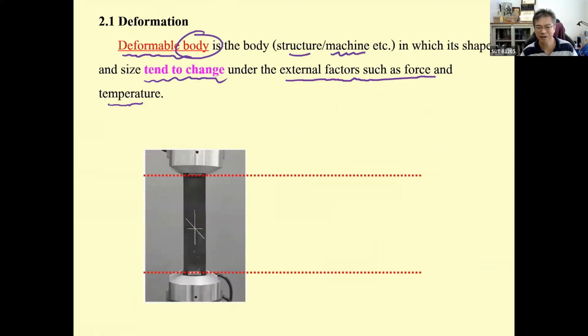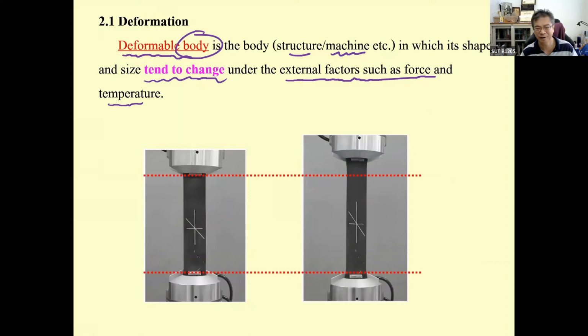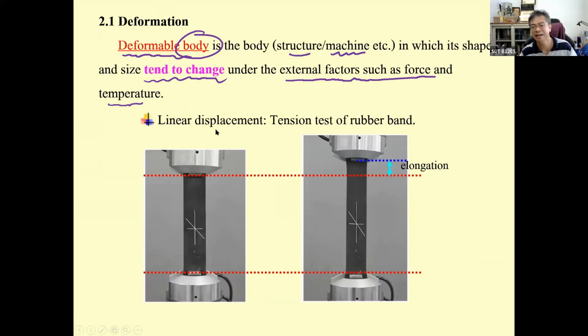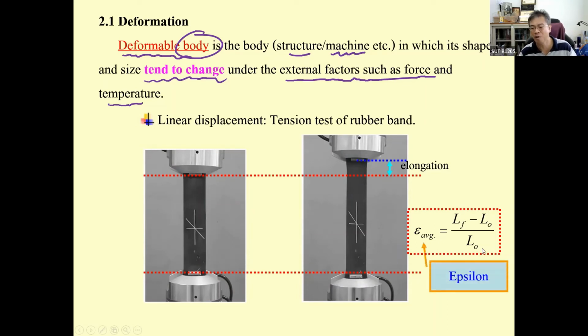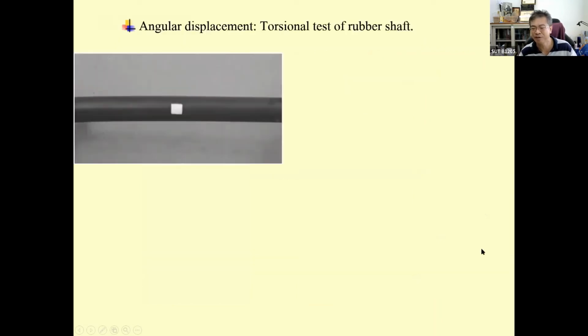When it is in tension, it is going to get the elongation. Putting the measurement of this one to be L sub F, and the measurement for this one to be L sub O, by this linear displacement, we define normal strain equal to L sub F minus L sub O divided by L sub O, and call it epsilon.